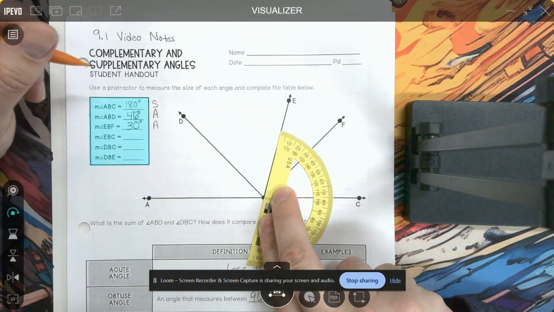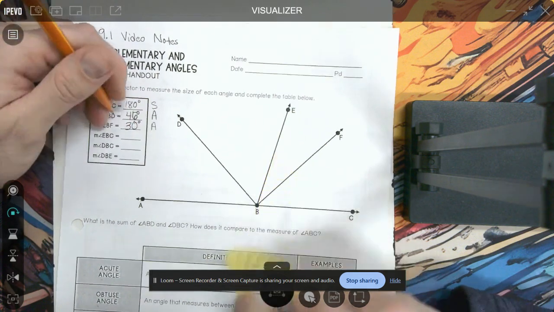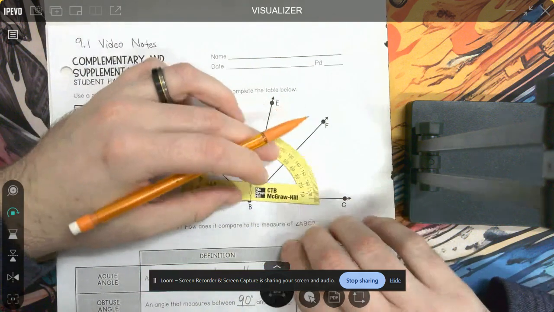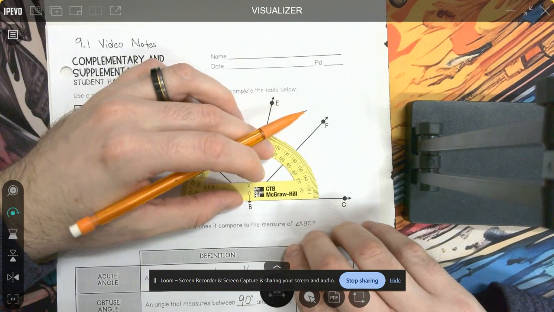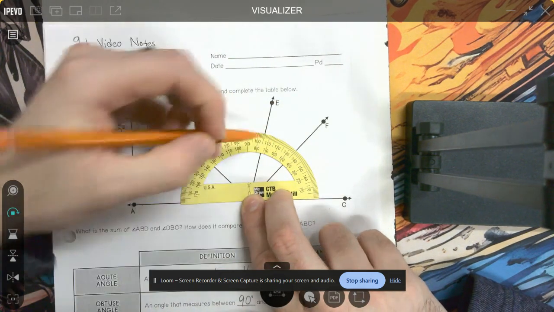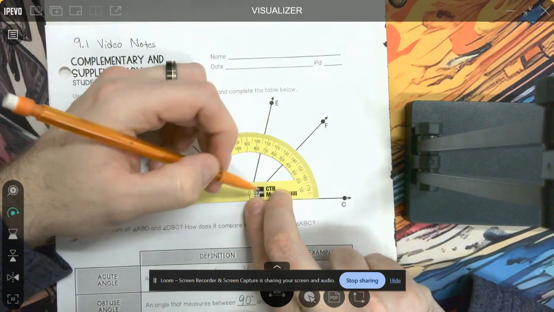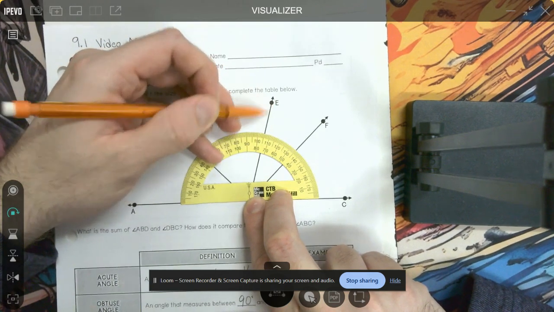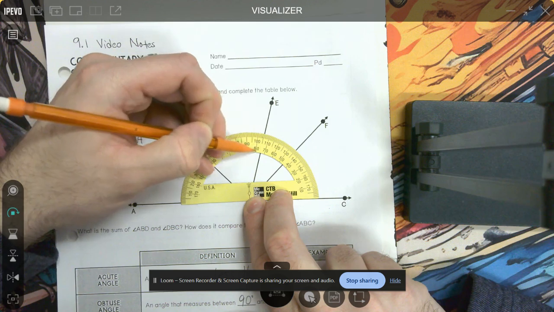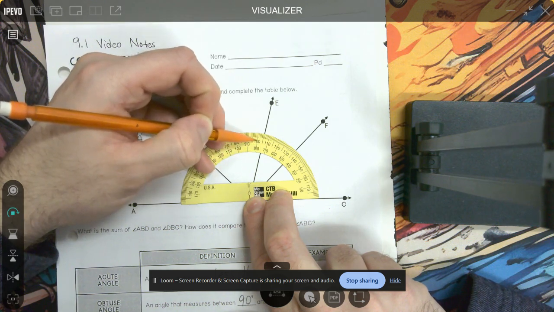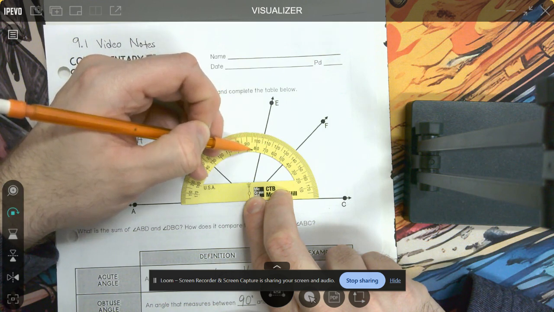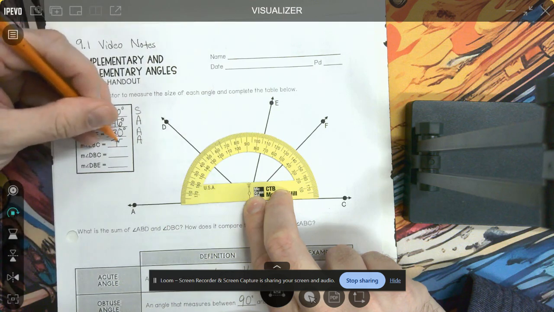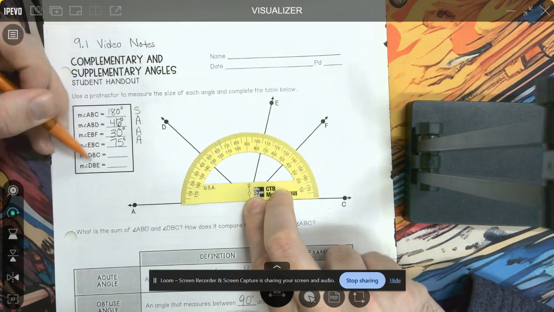I'm going to do one more with you, and then you're going to do the next two by yourself. So EBC. I need two of my points on my protractor. So I have C and B, and now look at where E is. EBC is less than 90 still, so it's acute. Look at the smaller number. Looks like it's going right in between 70 and 80. So I know it's less than 90, so I'm not using the 110, 100 number. I'm using the 80 to 70 number. This is going right in between, so it'd be 75 degrees. All right, you try DBC and DBE.